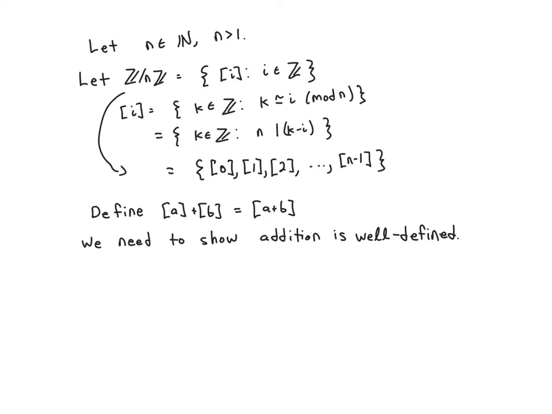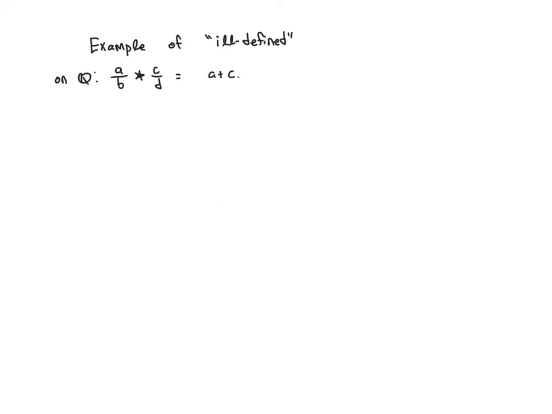So this formula is saying take something in bin 1, take something in bin 2, add the two things together, and the sum of the bins is the bin of their sum. And it's not clear that what you get is uniquely defined. To show what I mean, I'll show you a bad example, an example of something that's not well defined. So let's take our rational numbers, and let's define the star product of these two fractions to be the sum of the numerators.